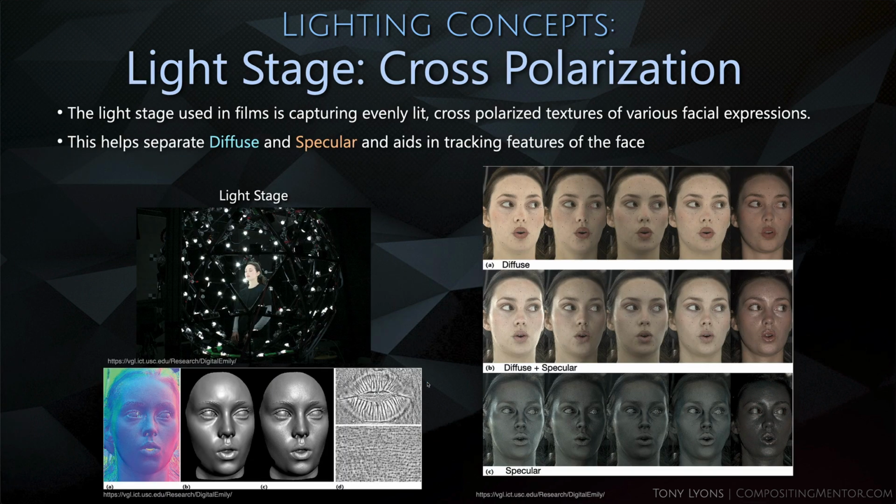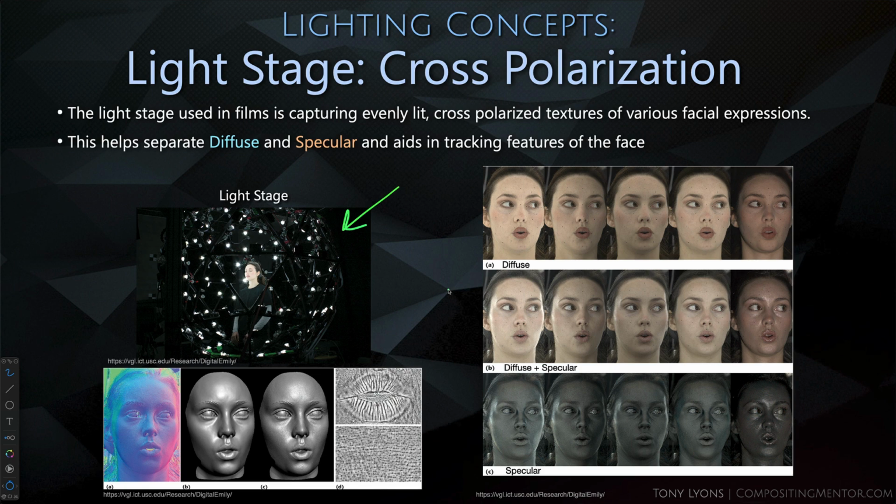Light stage cross-polarization. The light stage used in films is capturing evenly lit cross-polarized textures of various facial expressions. So the light stage is filmed in a controlled lighting environment where the only light that is shining is the lights all around the character in this light stage, and all of those lights are polarized. And of course, the camera is also polarized, giving us this cross-polarized result, and this helps separate diffuse and specular, and also aids in the tracking of the features of the face.